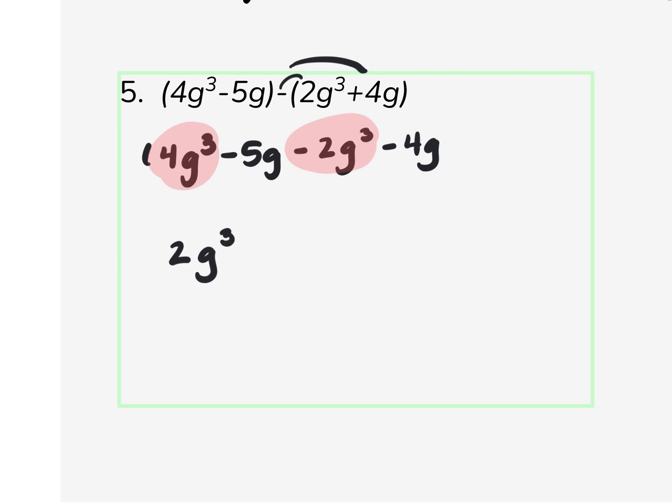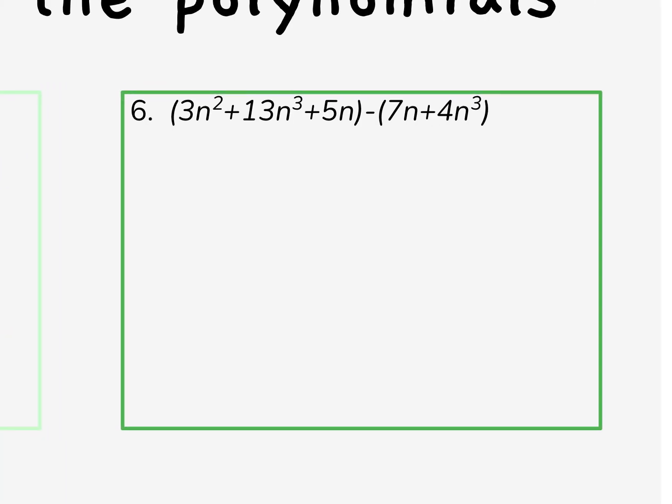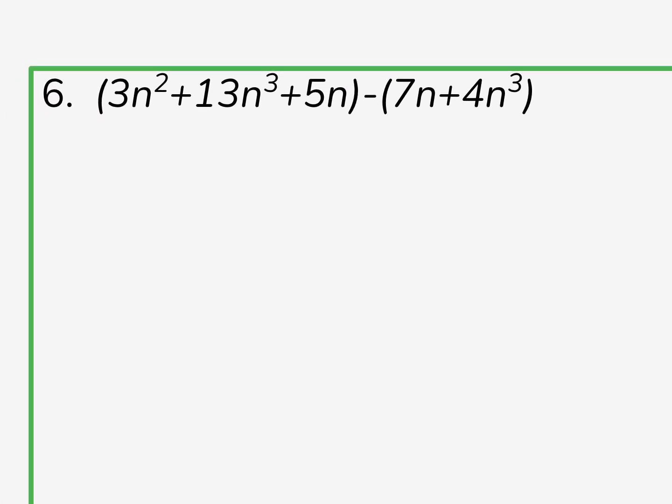And then I'm going to look at my g's. So this first g, I have a -5g, and then I'm going to subtract 4g. -5 minus 4 is going to give me a -9g. And this is going to be my final answer there. Okay, so let's look at our second one on here, another subtraction. Again, we're going to keep everything in our first set of parentheses exactly the same. So I'm going to keep this 3n squared plus 13n to the third plus 5n.